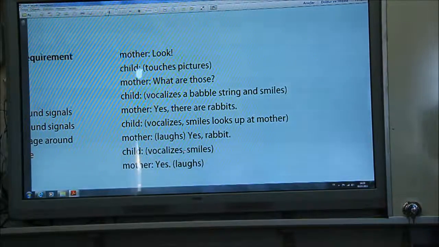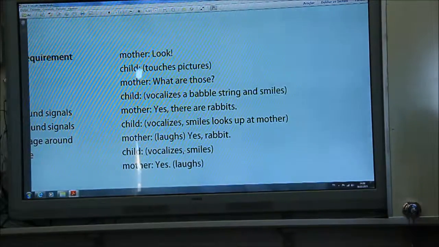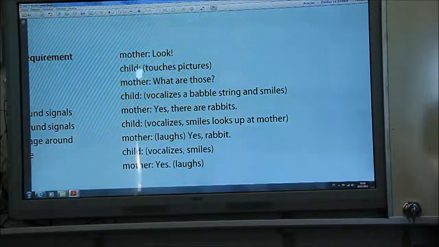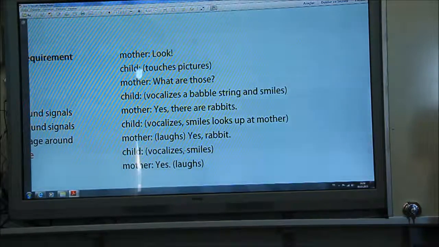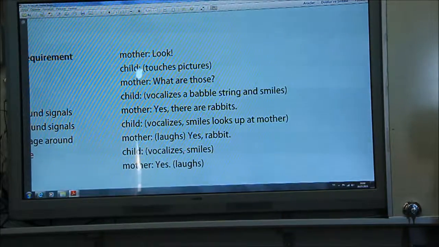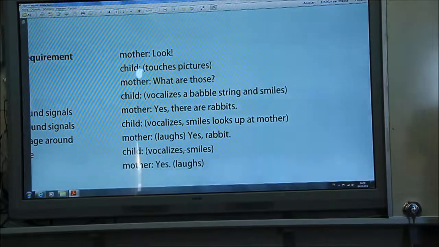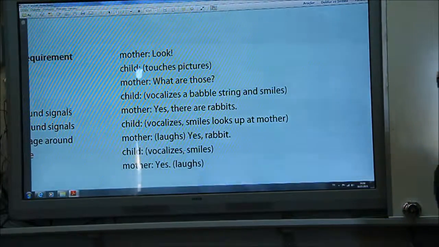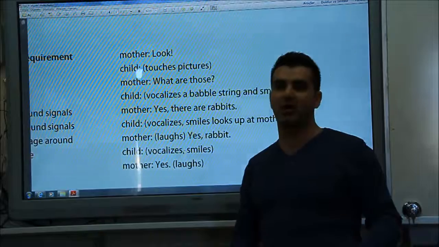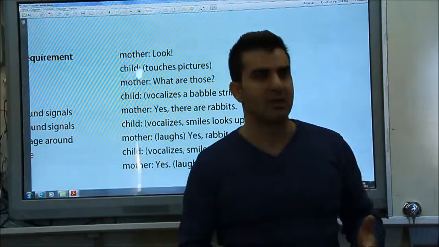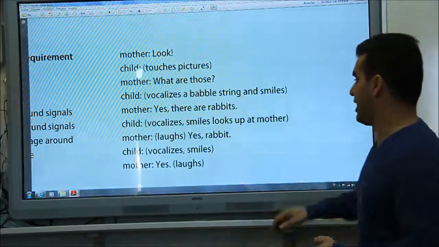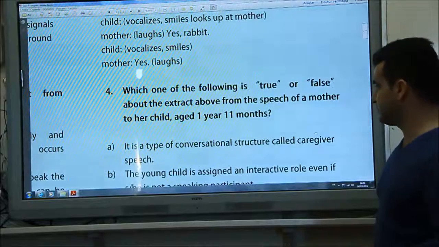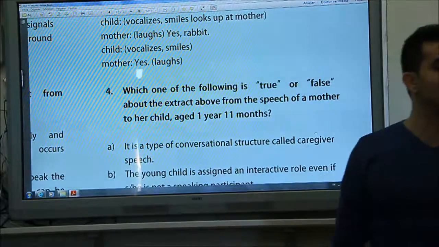You take the child as an interlocutor, even if he or she doesn't interact. Again, child vocalizes, smiles, and looks up at the mother. Mother laughs and says, yes, rabbit. Child vocalizes, smiles. Mother says, yes. So what is true about this conversation between a mother and a child? And how old is this child? 1 year, 11 months.